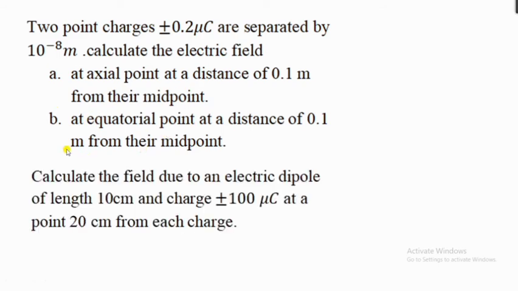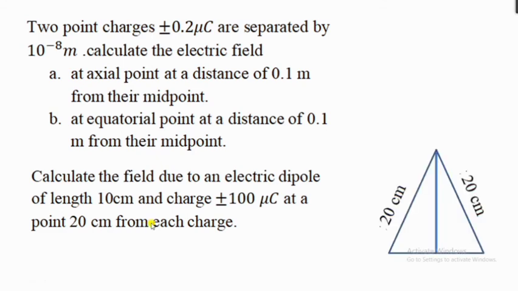And this is the second question. Calculate the electric field due to an electric dipole of length 10 cm and charge plus minus 100 microcoulomb at a point 20 cm from each charge. So it is saying the distance is 20 cm from each charge. It is not saying whether it is the axial line or the equatorial line, but it is saying the distance is 20 cm from each charge.